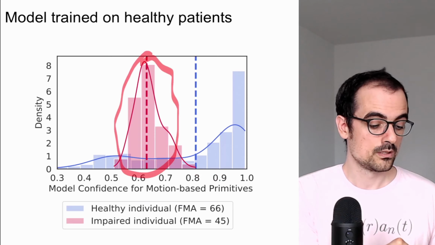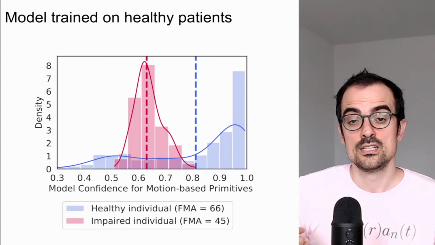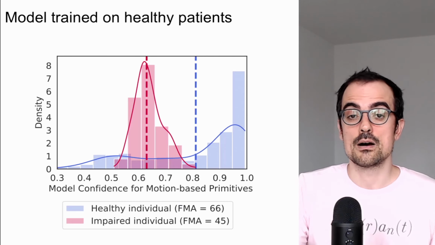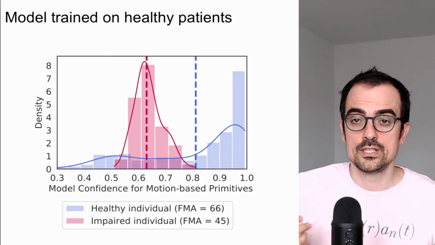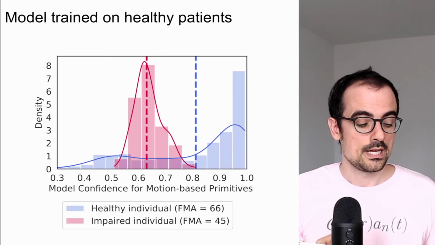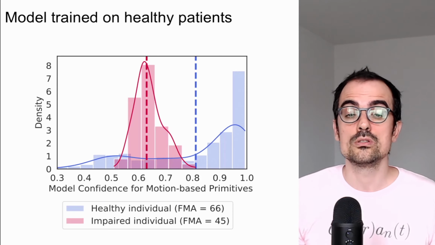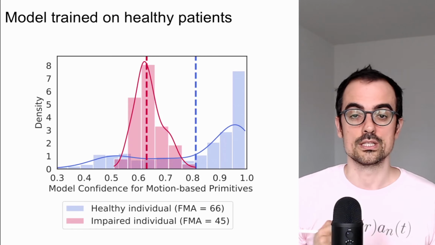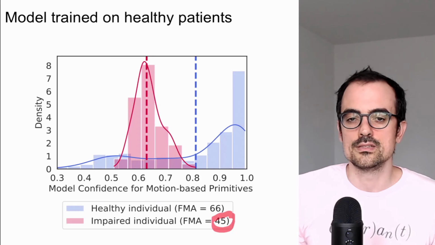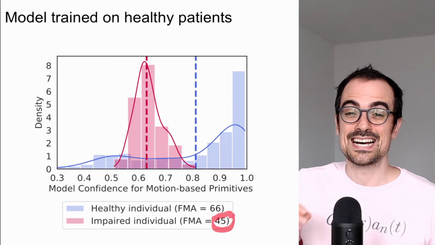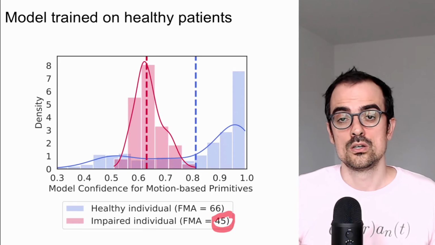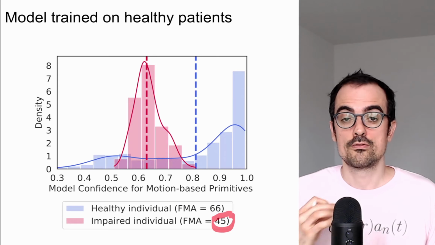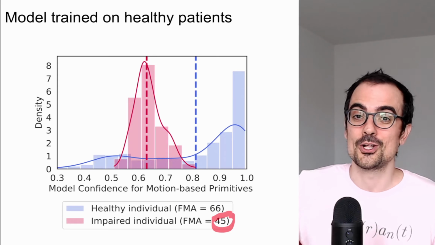What do we observe? We observe that in general, the model is much more confident when it classifies data coming from the healthy individual, because the healthy individual is performing normal motion in general. It's much less confident when it encounters data from the impaired individual, which has an FME score of 45, which is not super low, but it definitely means that the patient is impaired. And this is what we exploit to automatically identify and quantify impairment from this data without having trained them on any stroke patients.